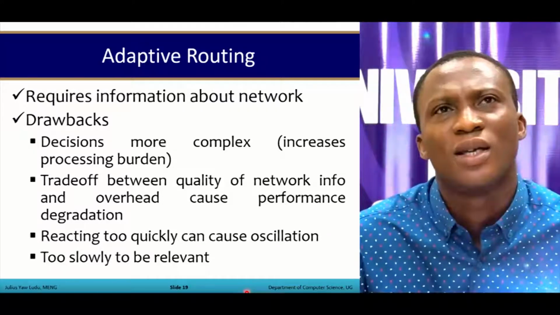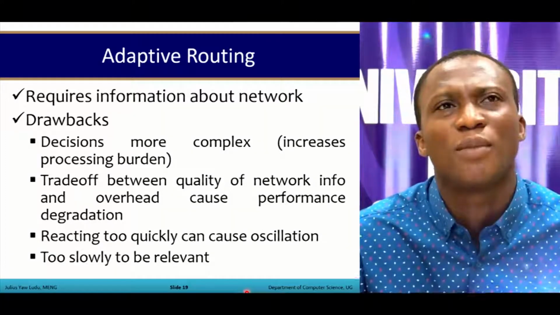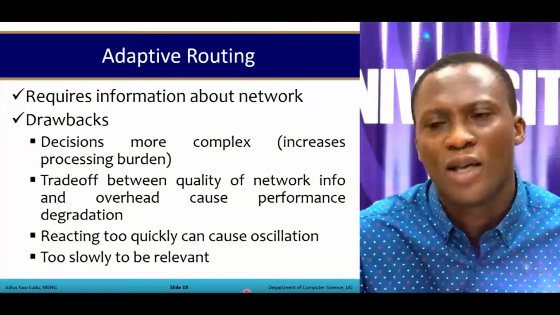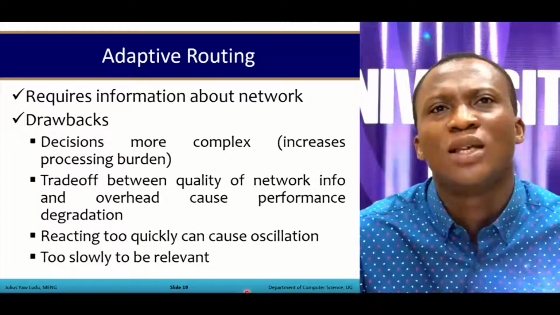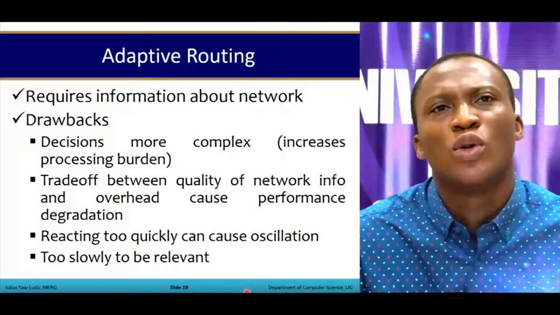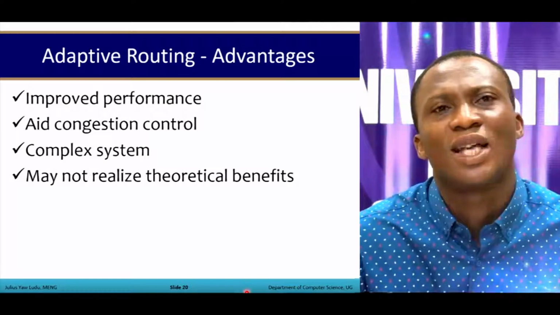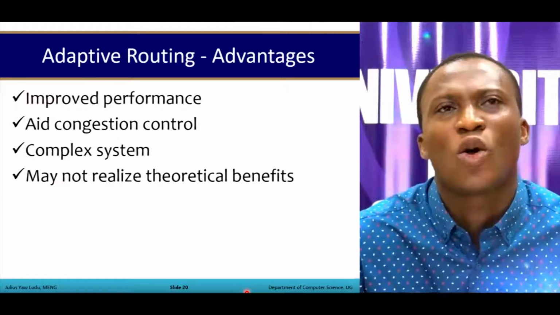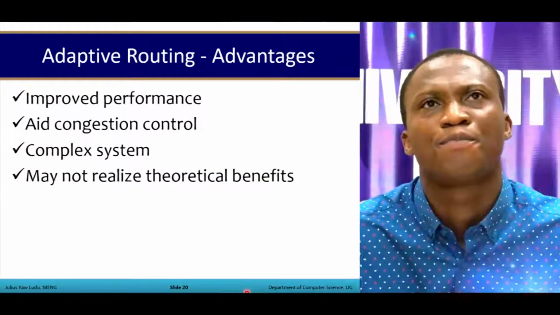What are the drawbacks? Decisions here are more complex and it increases processing burden. The trade-off between the quality of the network information and the overhead causes performance degradation. Reacting too quickly can also cause oscillation, and reacting too slowly makes it irrelevant. Its advantage is that it has improved performance and it aids congestion, but it is a complex system. You may not realize theoretical benefits from them.